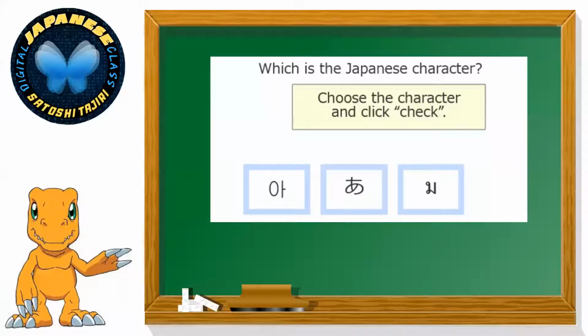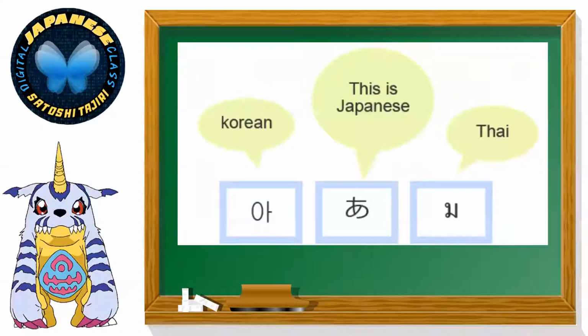Now, we have it together with Agumon. Agumon will show us which is the character in Japanese. Can you say which one is a Japanese character? Okay, very good. So this one is our Japanese character. So we have here now Gabumon. He's telling us about the characters we have for Korean and for Thai.